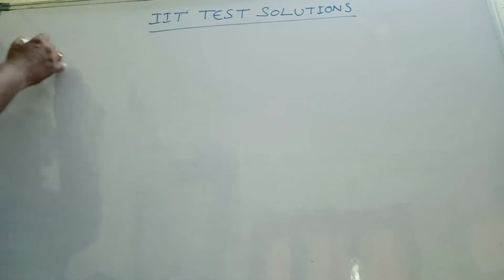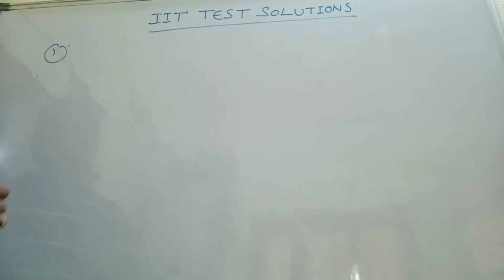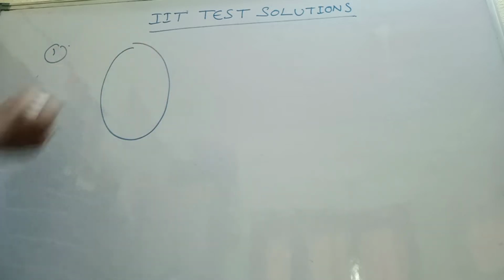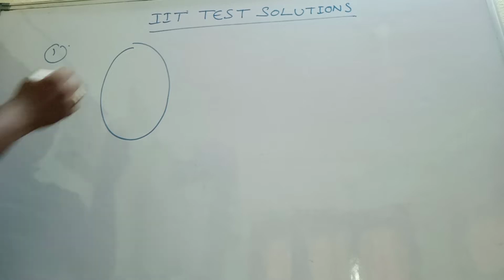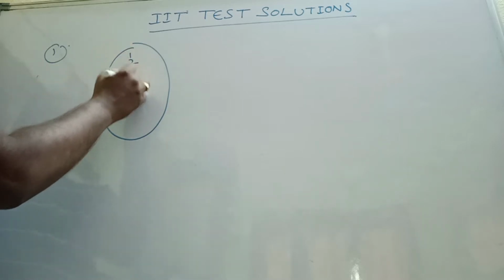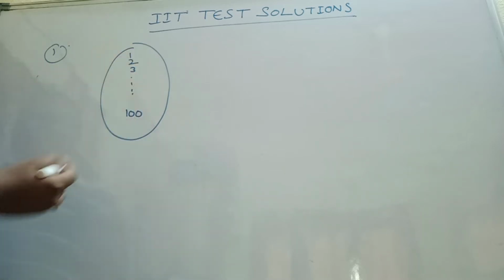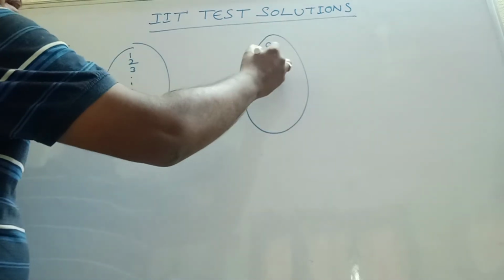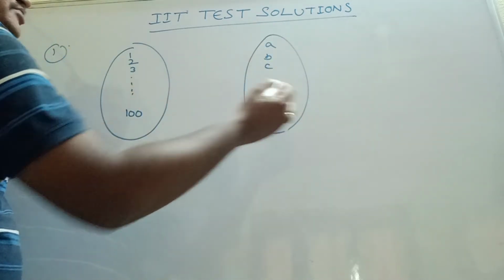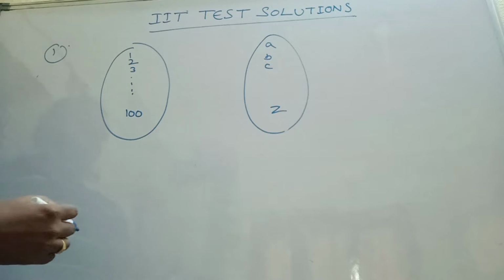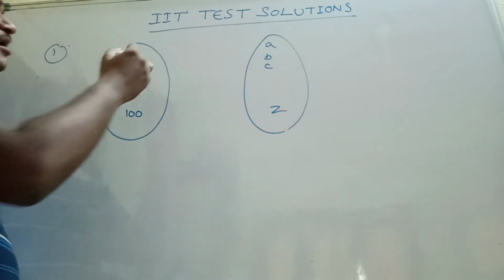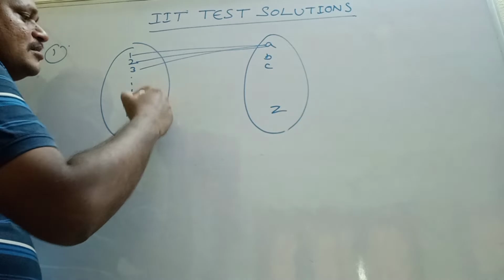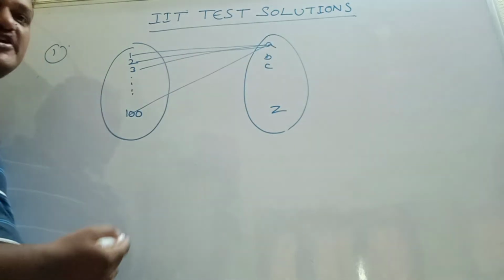The first problem: the number of constant functions that can be defined from 1, 2, 3, and so on up to 100, to A, B, C, D, E, F, and so on up to Z. Number of constant functions means all these elements can map to one element. This is one constant function.